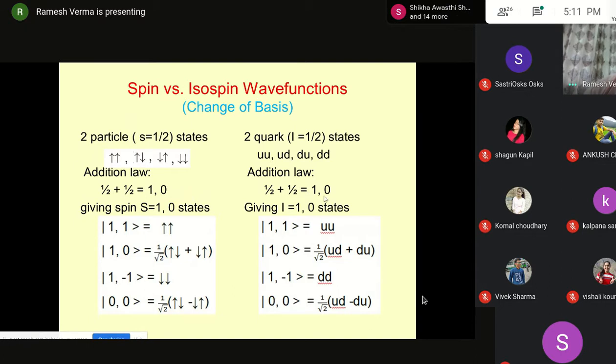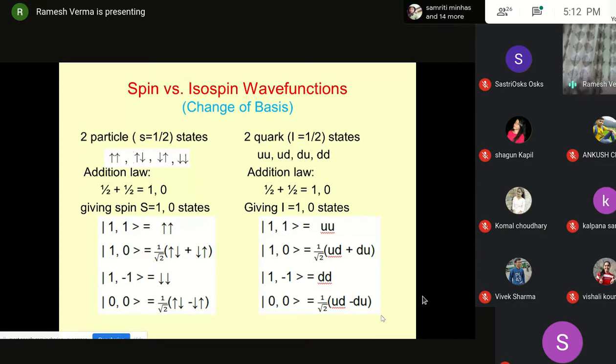So the total isospin of a two-quark state should be either 1 or 0, and it will have these four possibilities. These four possibilities will be connected with these four states in this manner. The same CG coefficients appear here.